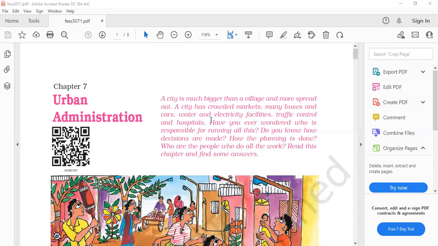So these are very good questions, and you can get what is the difference between a city and a village. It can be a 2 marks question or a 1 mark question, so you will get this. And secondly, you will get what makes it different from a village. So here is your answer, it's up to hospitals.